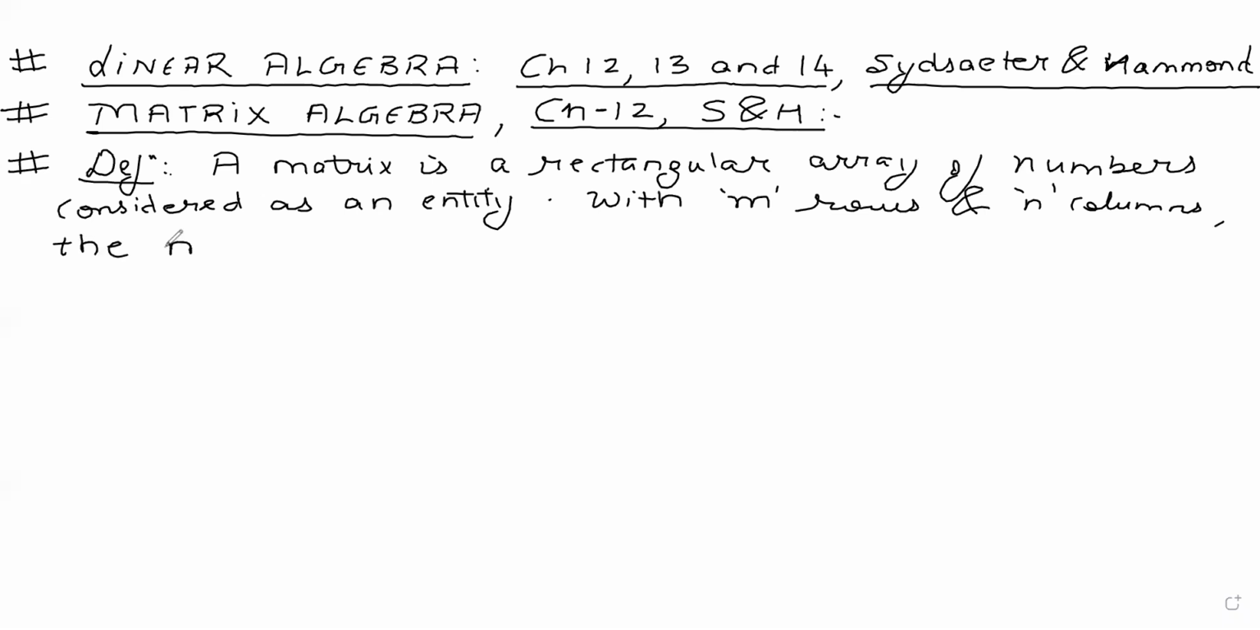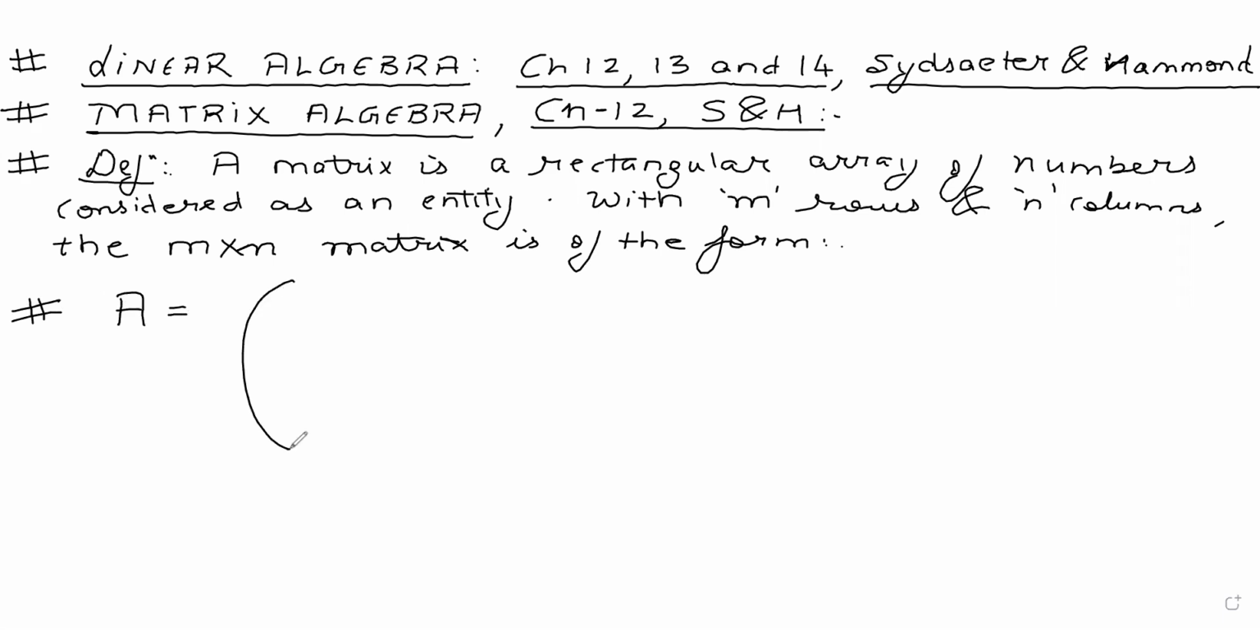The m cross n matrix is of the following form, so we denote it as matrix A. This matrix has m rows and n columns. So A11, which denotes the first row and the first column. A12 denotes the first row and second column. I can stretch it to how many columns? We have n columns. So A1n denotes the element in the first row and nth column.